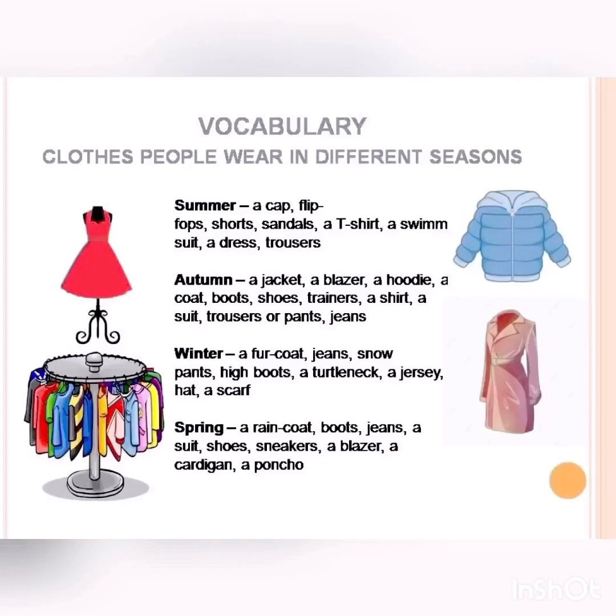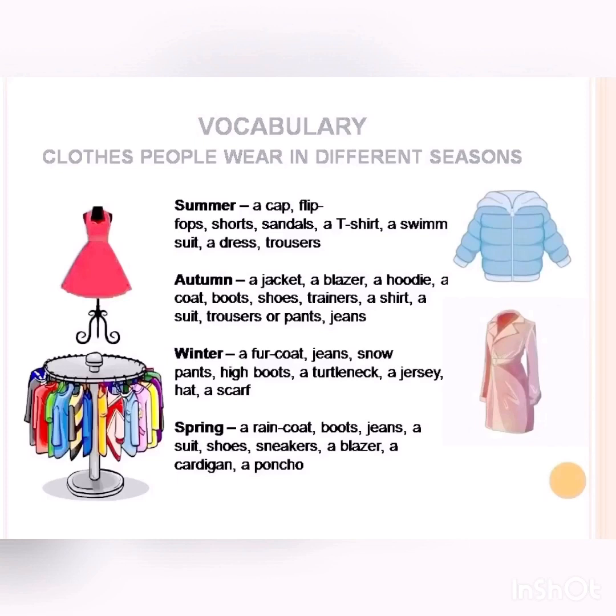trousers. In autumn, we wear a jacket, a blazer, a hoodie, a coat, boots, shoes, trainers, a shirt, a suit, trousers or pants, jeans.